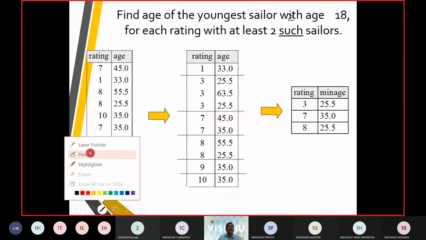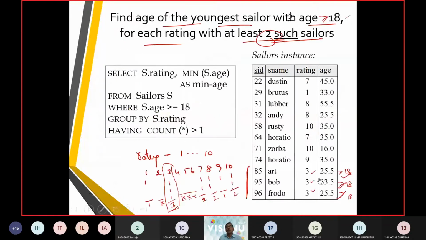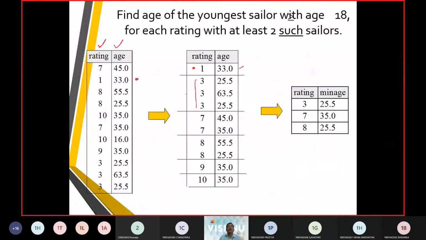So what is this structured way? We are going to work with rating and age. For rating 1, only one member is there. For rating 3, we already discussed: Art is there, Bob is there, Frodo is there. So 3 members exist, with ages 25.5, 63.5, and 25.5. So 3 members are there.